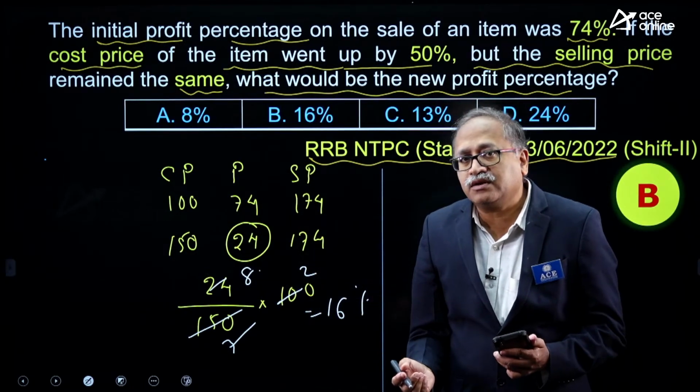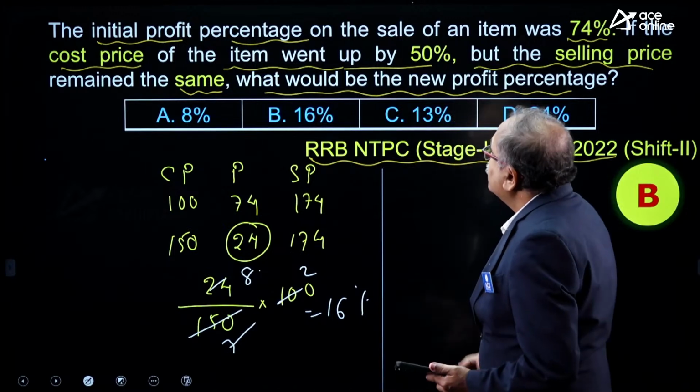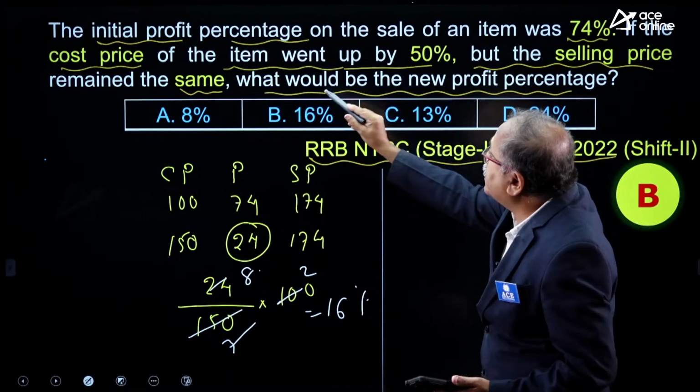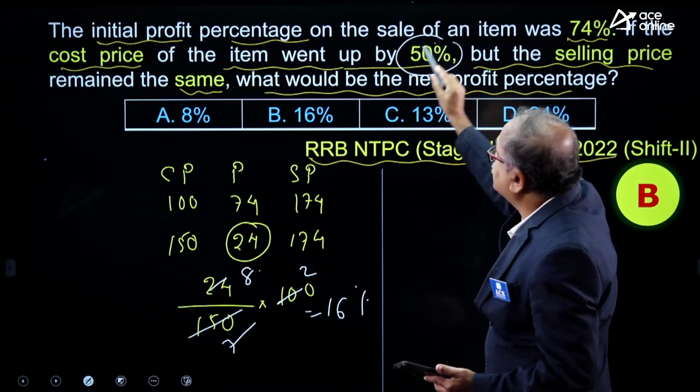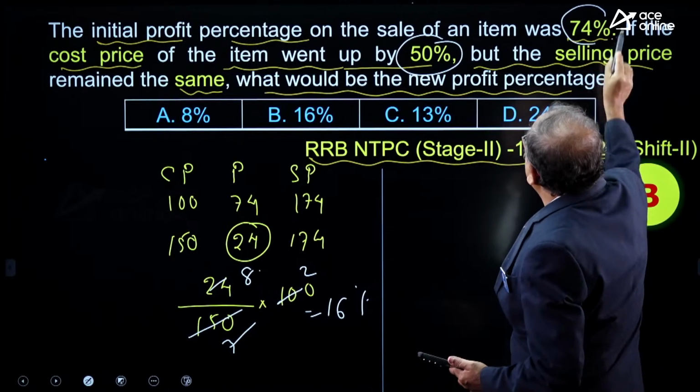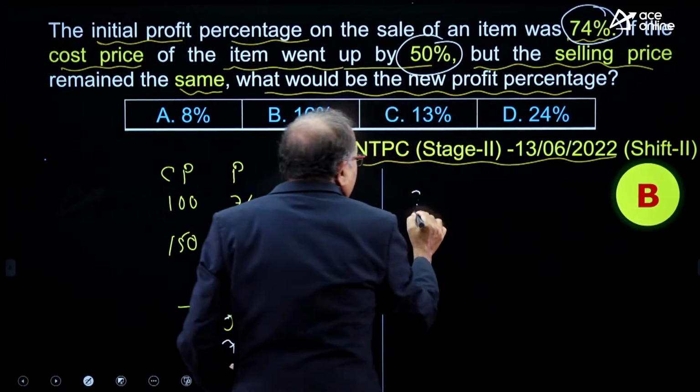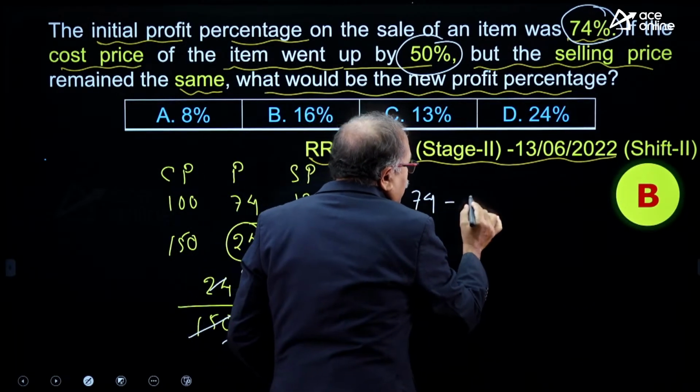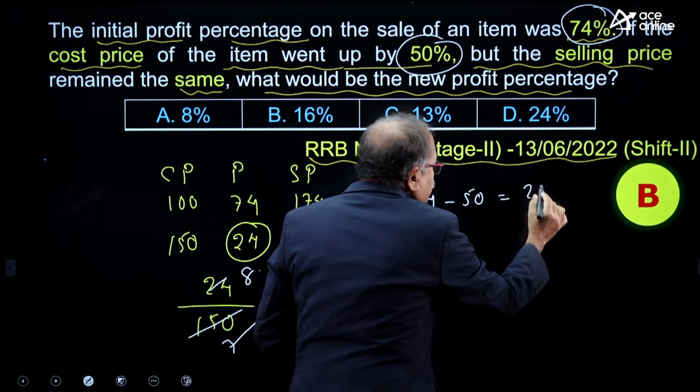Is there any alternate method? Look at this one. As the cost price is increased by 50%, the profit will decrease by 50%. So 74 minus 50 comes to 24%.